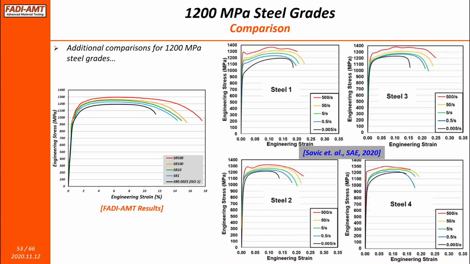For example, we got some really nice curves on the right-hand side from the literature for different types of steels that are 1200 megapascal level. So we decided to compare it with 1200 megapascal level steel that we have good results for, to show, for example, at 500 strains per second, the red curve is relatively very smooth, actually.